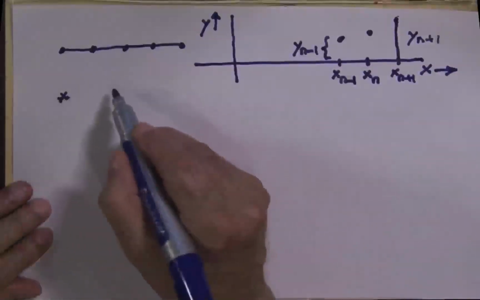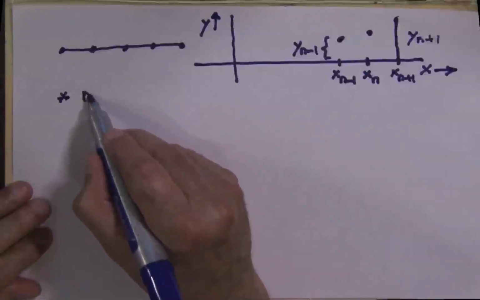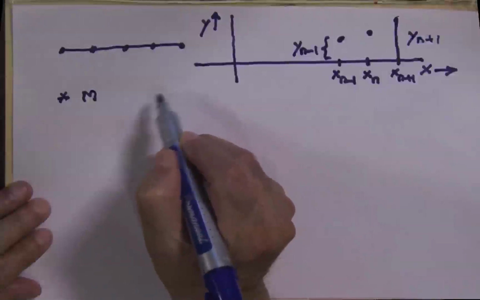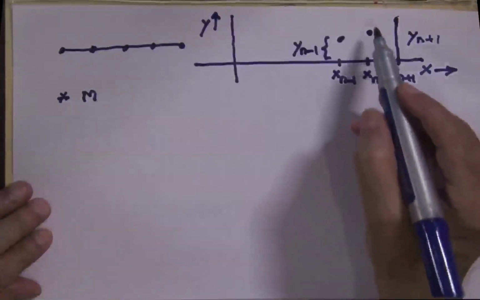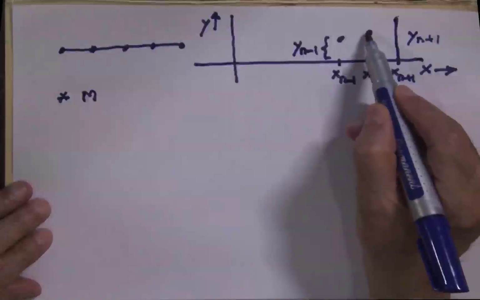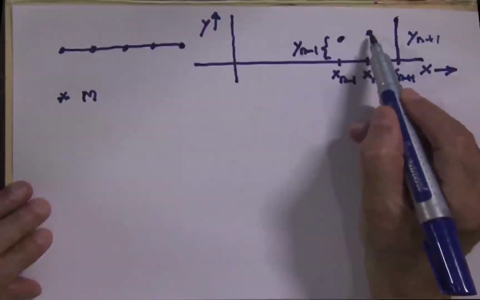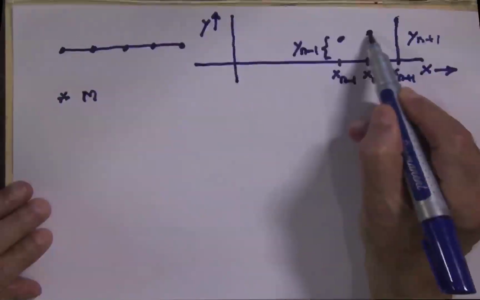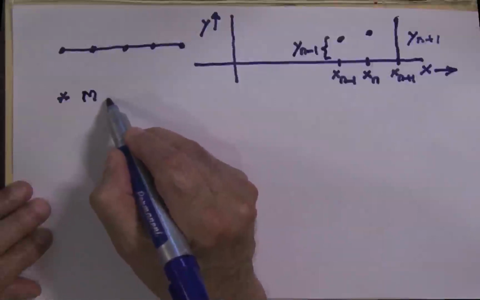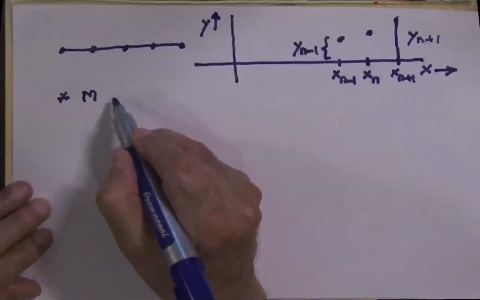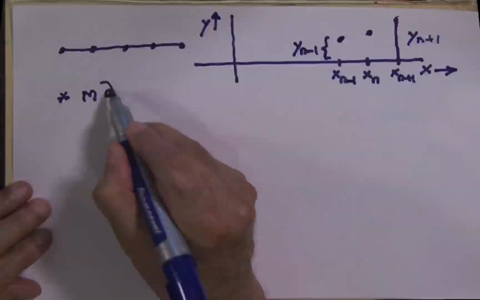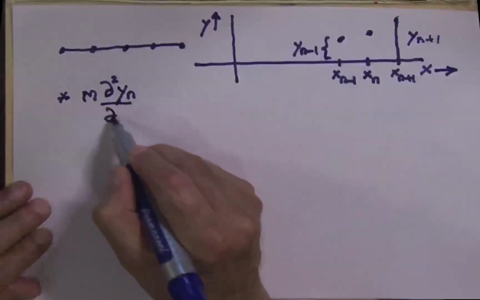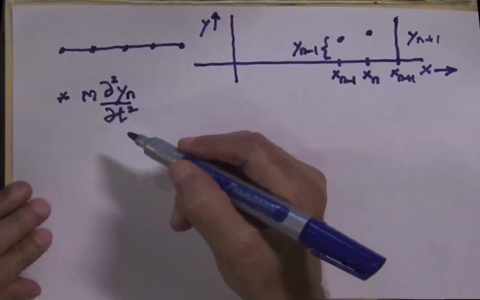Okay, now let's review a number of things. First of all, Newton's law says mass into the acceleration is equal to the net force. Okay. Now, let's focus our attention upon the nth mass over here. So we want the mass into the acceleration of the nth mass. Now, I could write that ordinary derivative d2y dt squared, but I'm going to write it this way. So this is d2yn by dt squared.